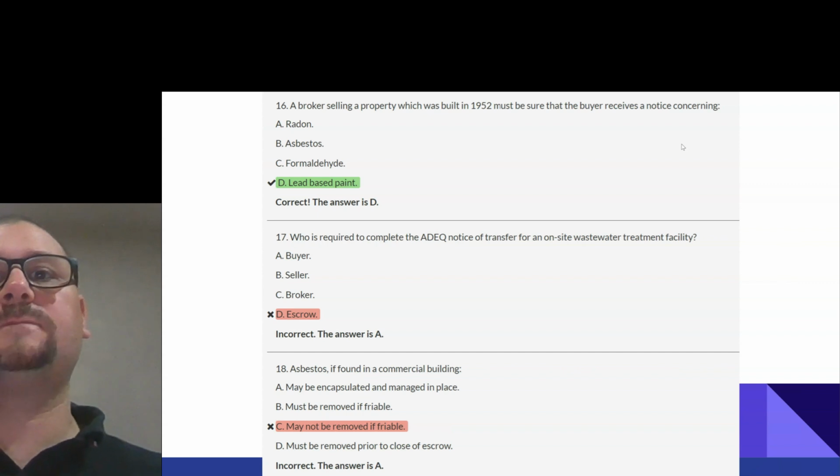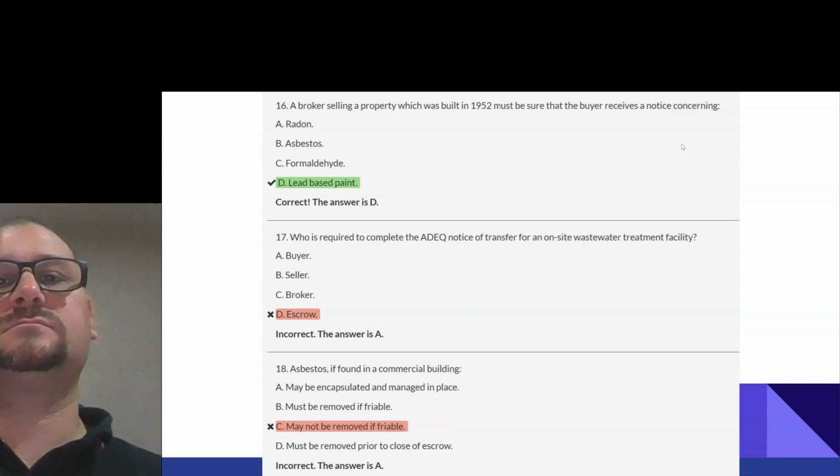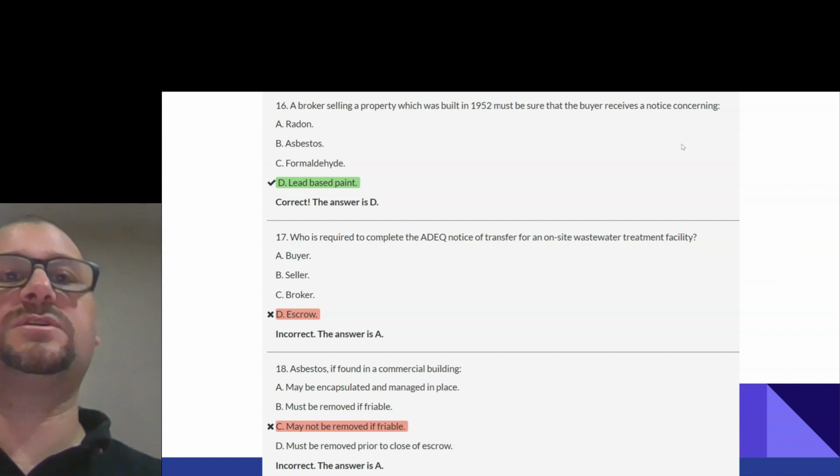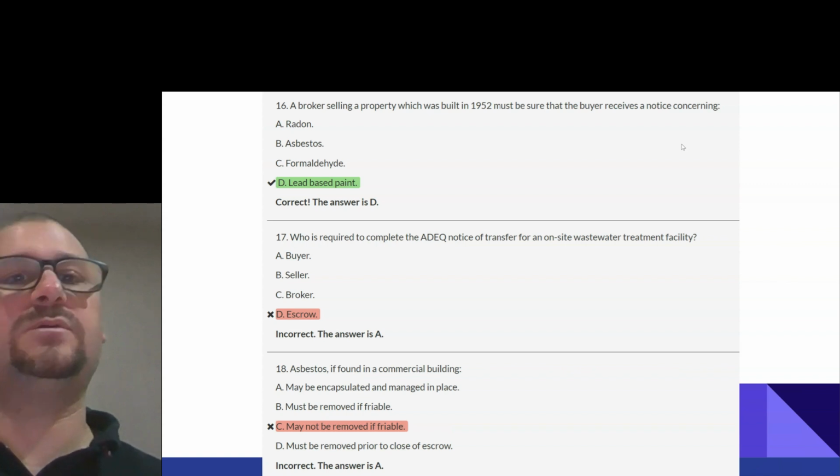So this house was built in 1952. You have to make sure that the buyer receives a notice concerning what? Radon? No. Asbestos? No. Formaldehyde? No. Lead-based paint, yes.